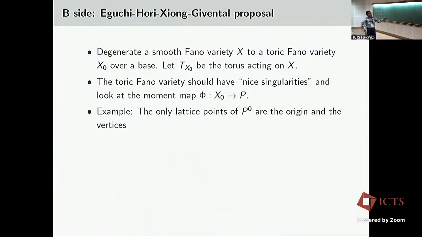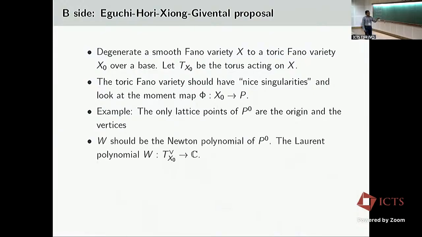This actually guarantees that the toric variety has terminal singularities, and then one should take the Newton polynomial of the polytope P0 and think of this as a function on the dual torus. So T_X is a torus acting on X, and T_X hat is the dual torus. So this function W can be thought of as a function on the dual torus. This is where the duality comes up.